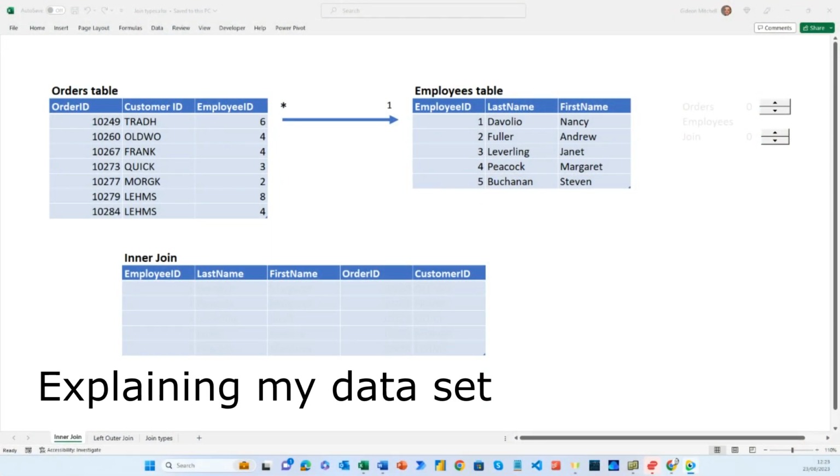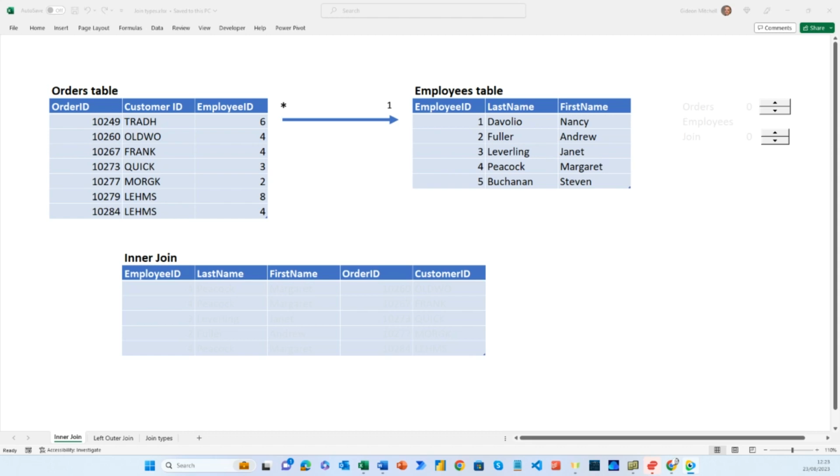I have 2 very small tables. I've got an orders table on the left and I've got an employees table on the right, and I'd like you to imagine that that is all there is. So we've just got 7 records in our orders table, which are the ones you can see, and 5 records in our employees table. We have a relationship between the orders table and the employees table, and we'll talk about relationships in a lot more detail coming up in a few videos time.